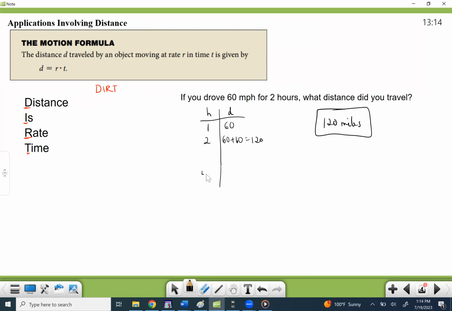And you could just find anywhere down the road. Like, let's say you wanted to know, okay, if I traveled 4 hours, well, according to this formula, distance equals rate times time. You would take the 60 miles per hour, multiply it by 4, and you get that you traveled 240 miles. Let's see if that makes sense. Take the 120, add another 60 to it. That's 180. Take the 180, add another 60 to it. Bam, 240. This is working. Okay. So distance equals rate times time. DIRT. Distance is rate times time.